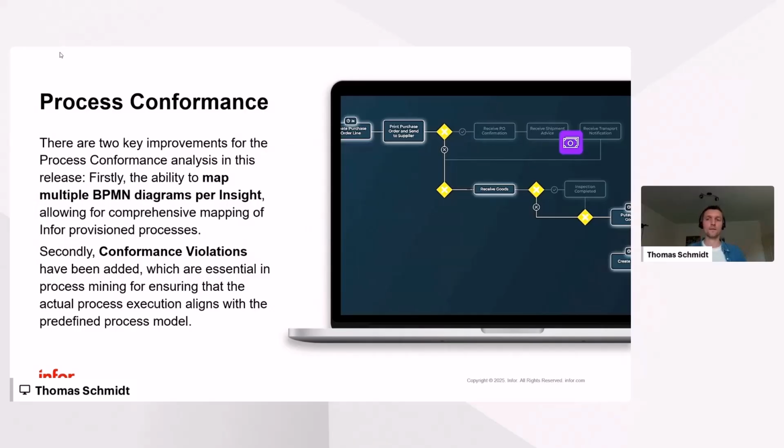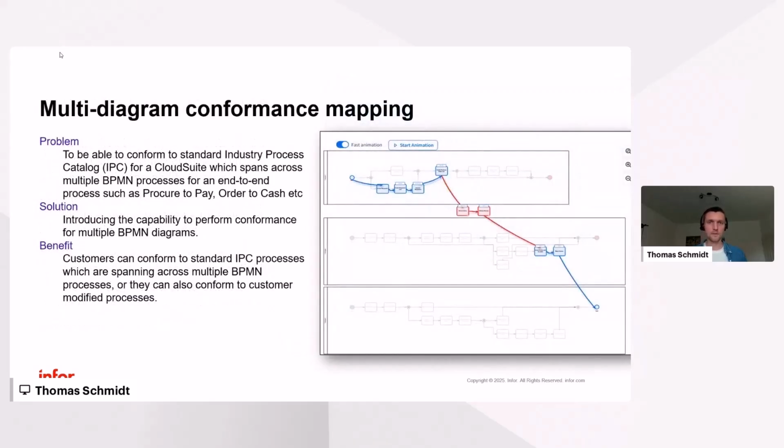That feature was released last October. So now we really enhance this by adding 2 key improvements. The first is the ability to map multiple BPMN diagrams in an insight to align it closer to the structure of the IPC content. And the second one is conformance violation.